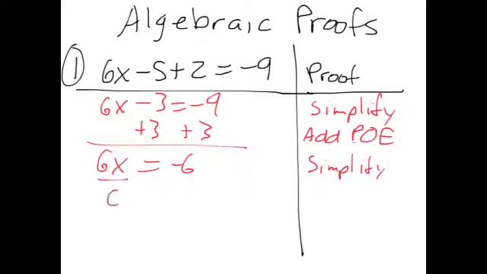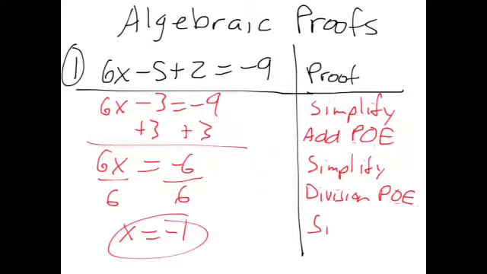And I now need to divide by the 6 on both sides. That'd be the division property of equality. And then here at the end, I'm going to get x equals -1, which is simplify as well.